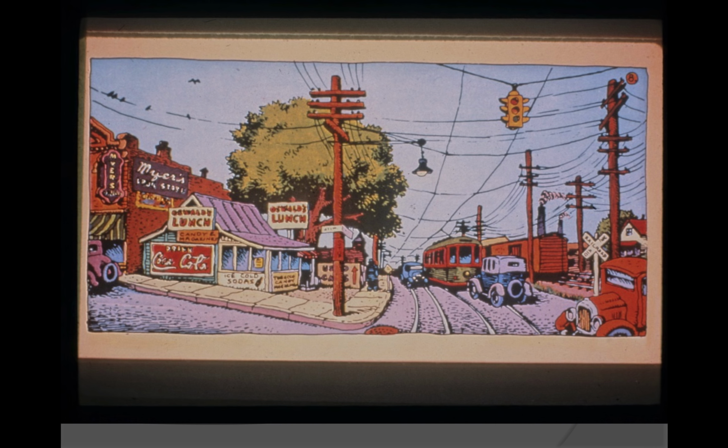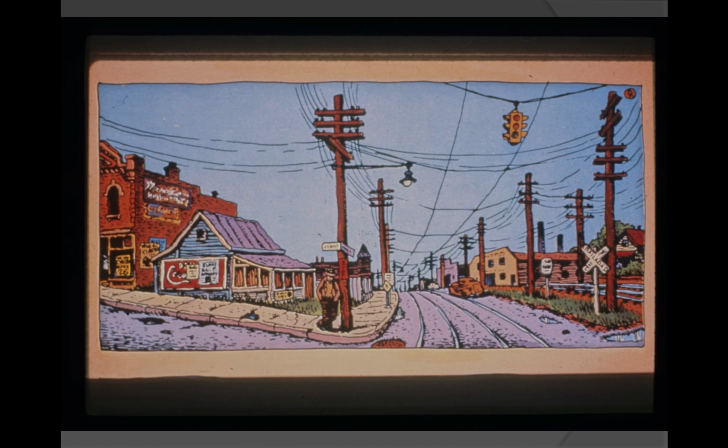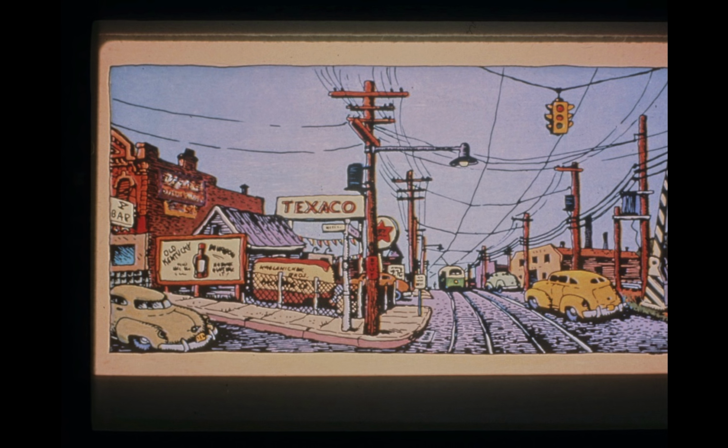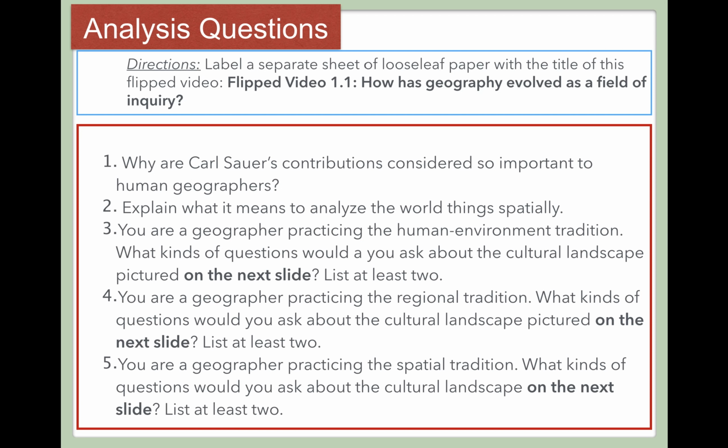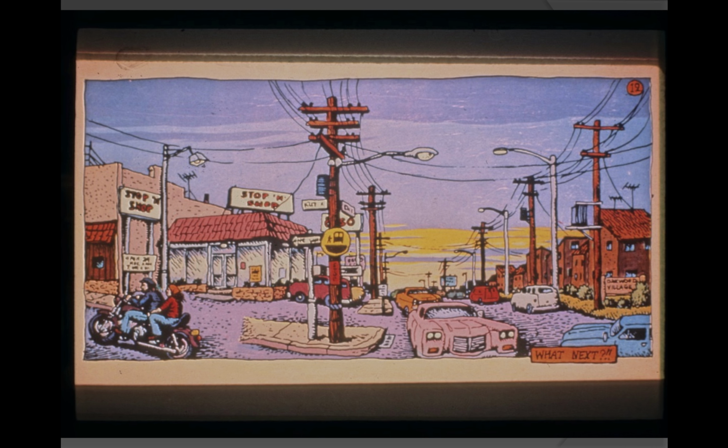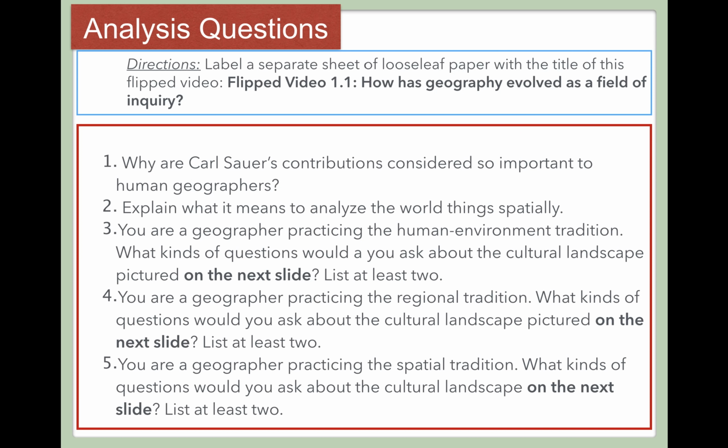So this is the same place, we'll just watch it evolve over time, that humans are successively imprinting themselves on a place. This is our cultural landscape. This is our human imprint. This is the same place that we began with. But as human geographers, we're looking at the why of where of this place and how human life is impacting the environment and vice versa. Okay, that's it for our first flipped video.